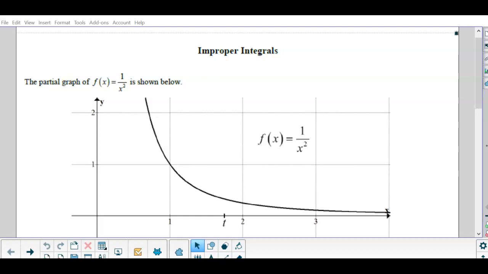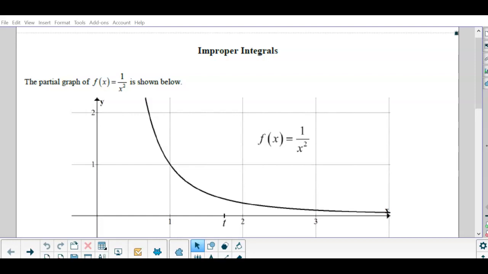Now, improper just means that one or both of our boundaries is infinity, or there's a point of discontinuity or an asymptote in the graph, so it's not a continuous graph. For today's lesson, we're looking at continuous functions where we are trying to find the integral from 1 to infinity. So here's a graph of 1 over x squared.